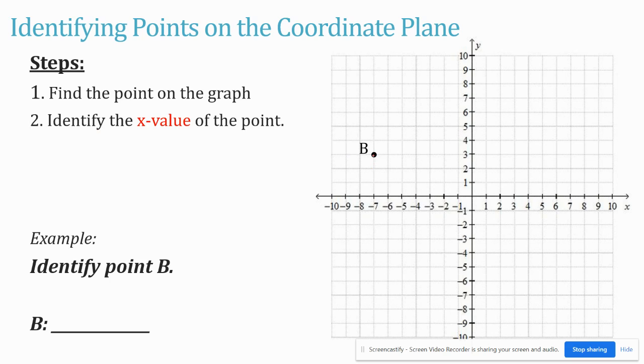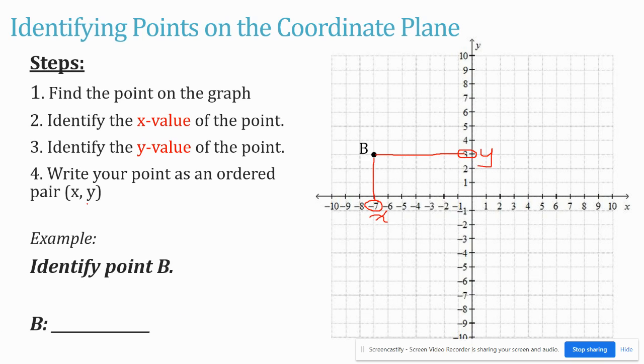So what I'm going to do is I'm going to trace down to our x-axis here. So if you see here, this is our x value. I'm just going to circle it for you, and I'm going to just draw that line. Okay, the next step, identify the y value. So I'm going to go over, and I see that is my y value. So our x value and our y value.